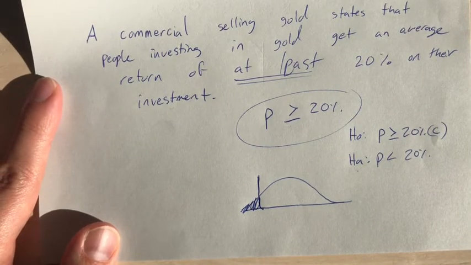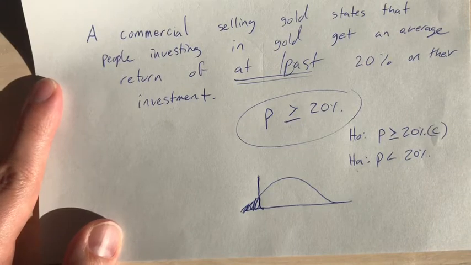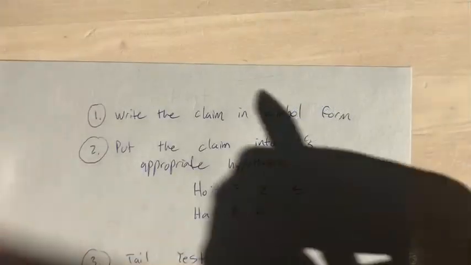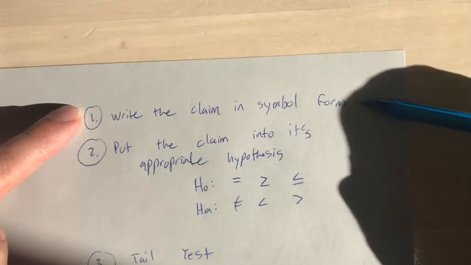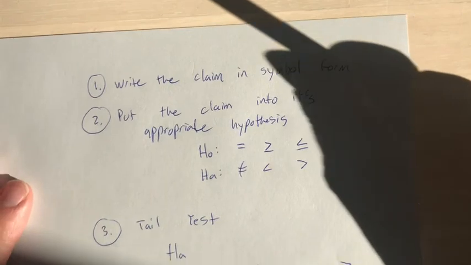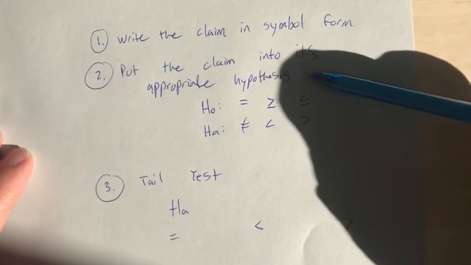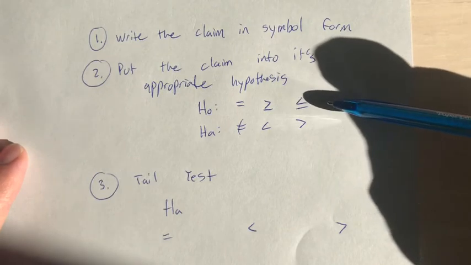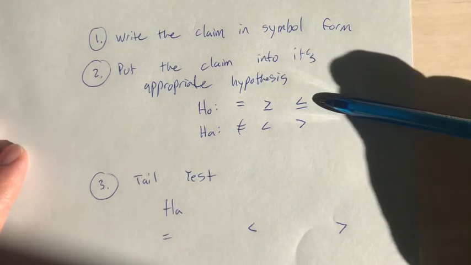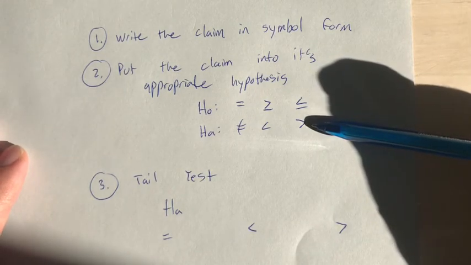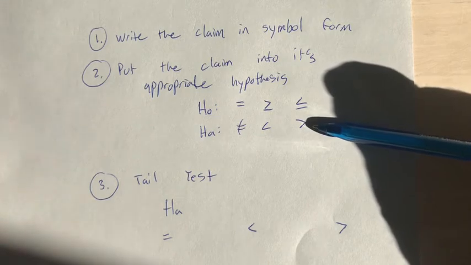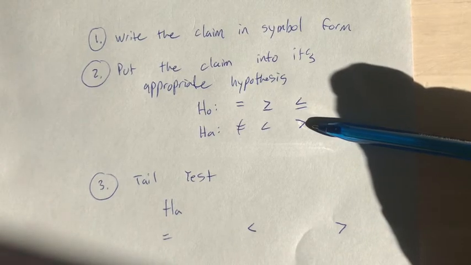Again, there's more to these problems than just that, but this is the beginning steps and arguably the most important parts of these problems. So in conclusion, first you're going to start by writing the claim in symbol form when you start these problems. Second, put the claim into its appropriate hypothesis. The symbols that are allowed in the null are equal to, greater than or equal to, or less than or equal to. The symbols allowed in our alternative hypothesis are not equal to, less than, greater than. And then after you place your claim, you write the opposite claim. You fill in whatever hypothesis you still need with its opposite hypothesis.